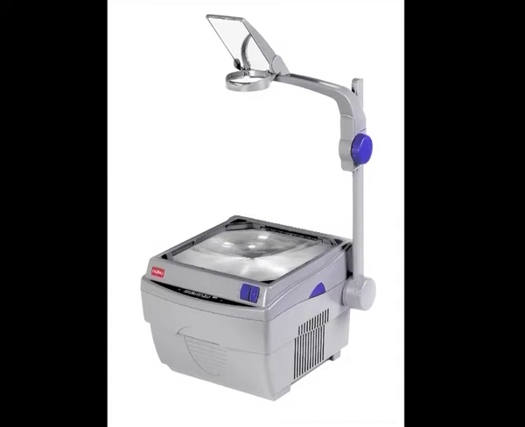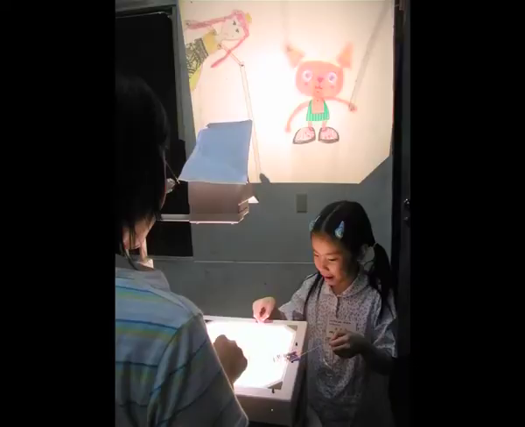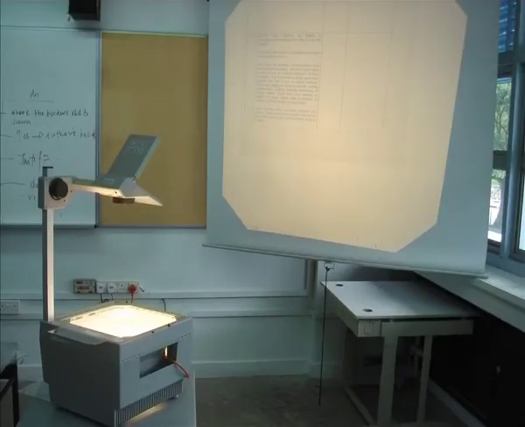Overhead projector is a simple audio-visual projecting device that can project a chart, a diagram, a map, a table, or anything written on transparent plates upon a screen or the white wall before students in a class. The name comes from the fact that the projected image is behind and over the head of the speaker.